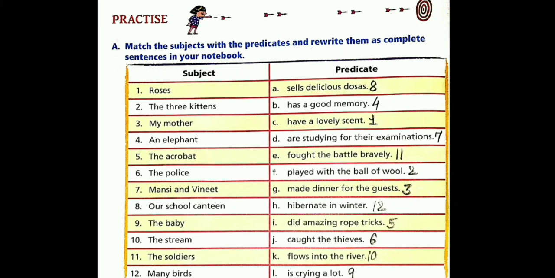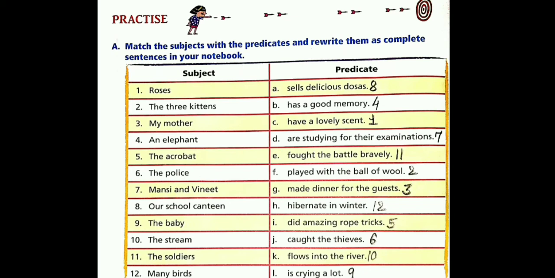Next one is Mansi and Vineet. So the correct answer is D. Are studying for their examinations. And the complete sentence will be Mansi and Vineet are studying for their examinations. Now the next one, our school canteen. So the correct answer is A. Sells delicious dosas. And the complete sentence will be our school canteen sells delicious dosas.